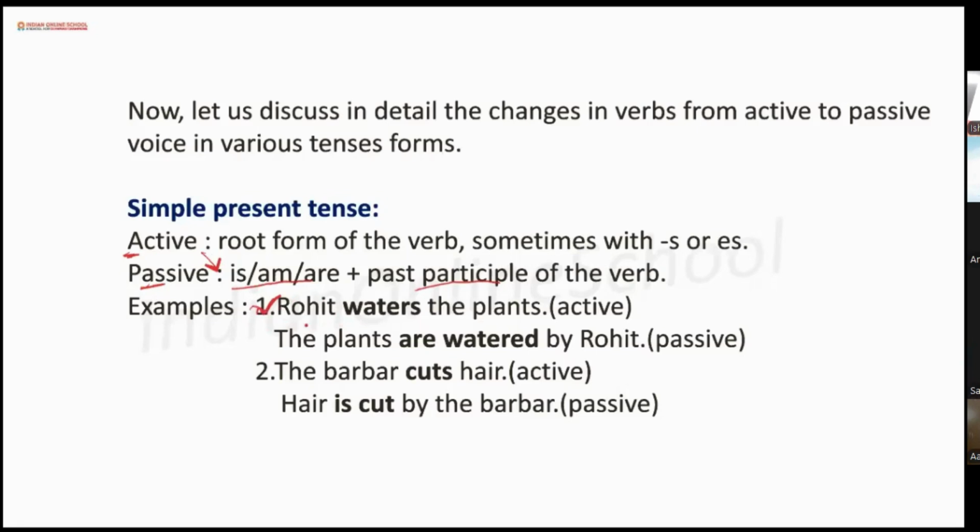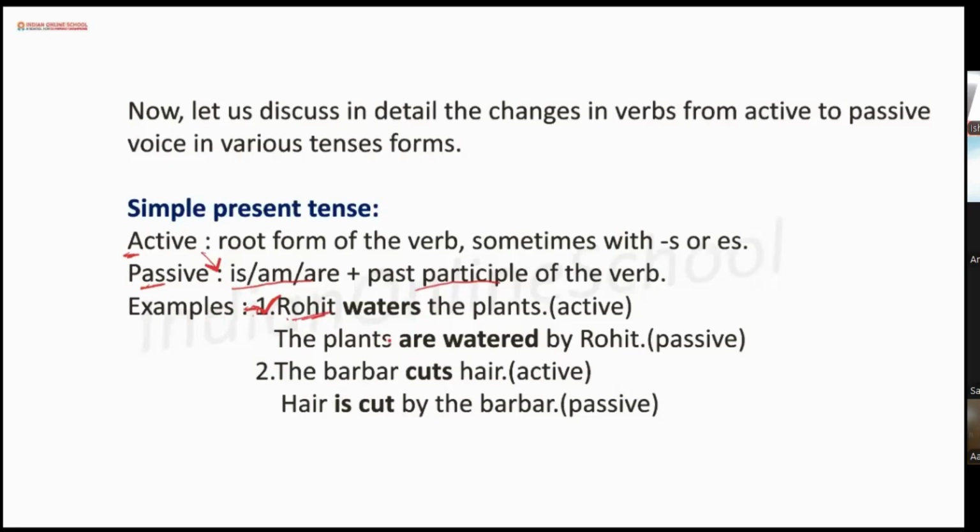Root form of the verb, sometimes with S or ES. Read the examples of number one. Rohit waters the plants. Active. The plants are watered by Rohit. Passive. Okay. Now you tell me, in the first example, Rohit is what?